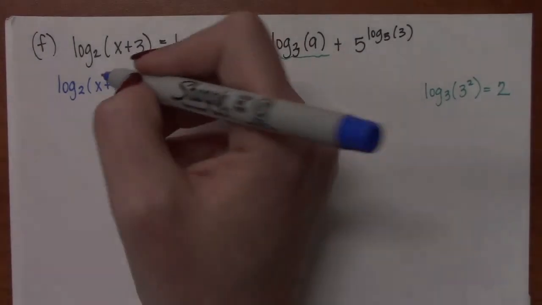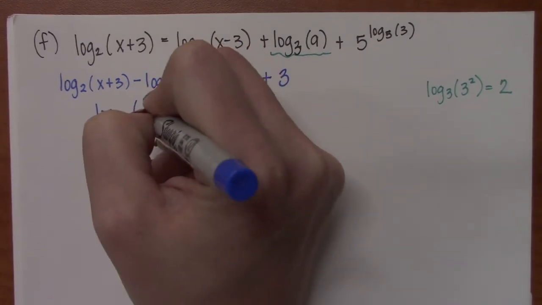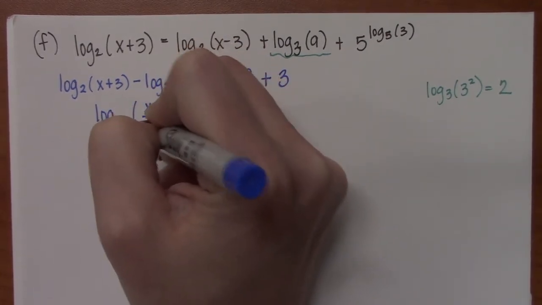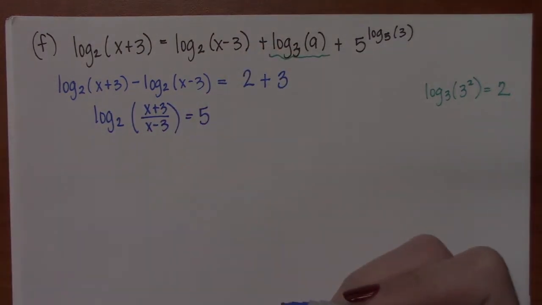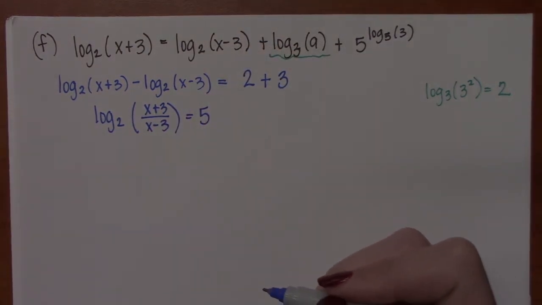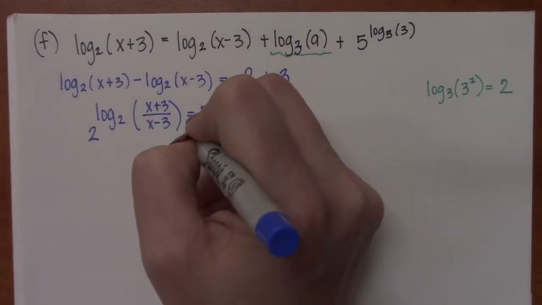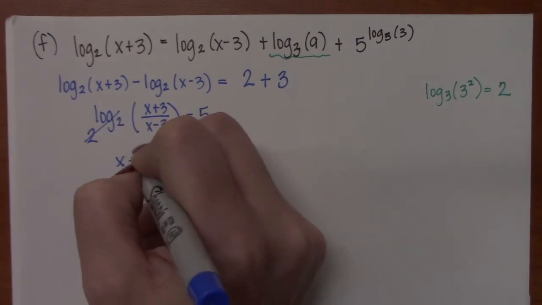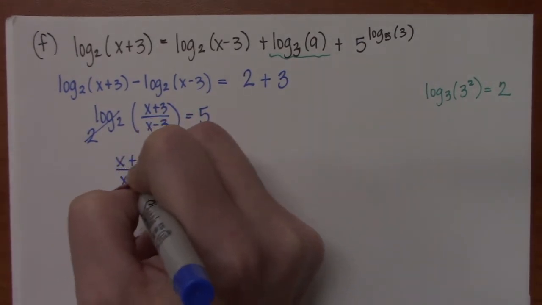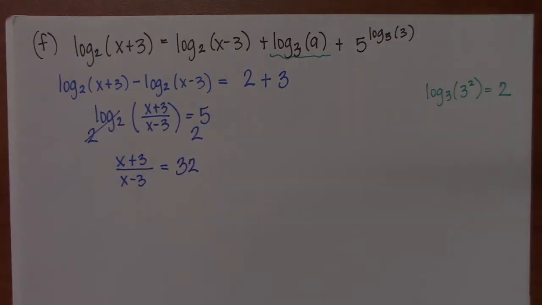So now on the left side, I can combine these two logs. So we've got (x plus 3) divided by (x minus 3), and all of that equals 5. And now I can raise both sides over 2 to eliminate the log on the left. So (x plus 3) divided by (x minus 3) equals 2 to the 5th, which is 32.